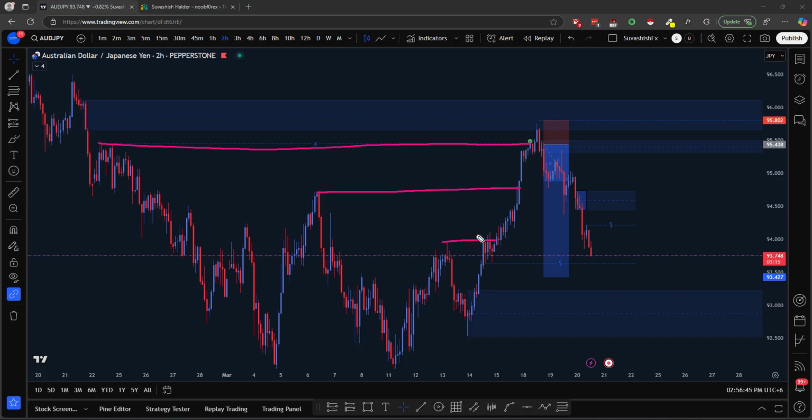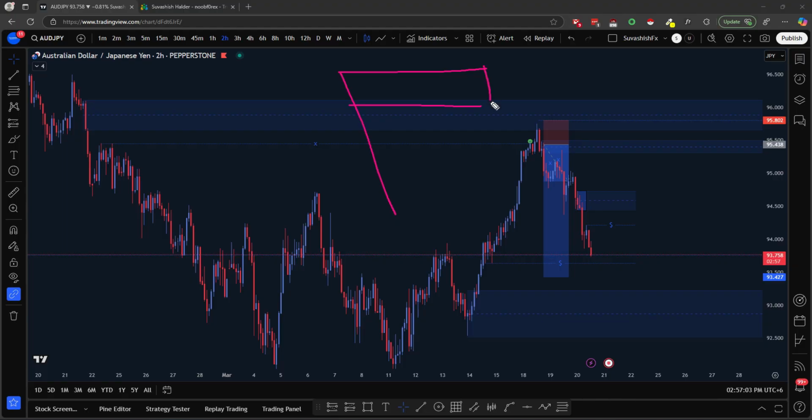So again, guys, without liquidity levels or lines, there are no valid supply or demand zones. That means if price drops this way, and let's say there is a supply zone, and then price reverts that way, that is not valid.